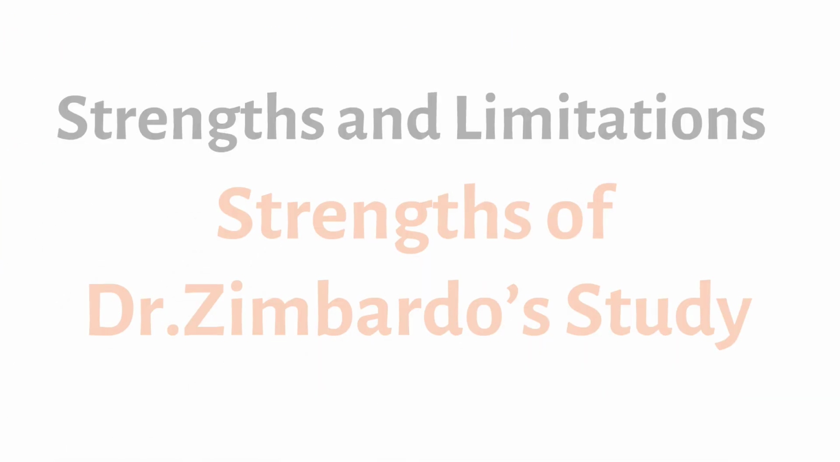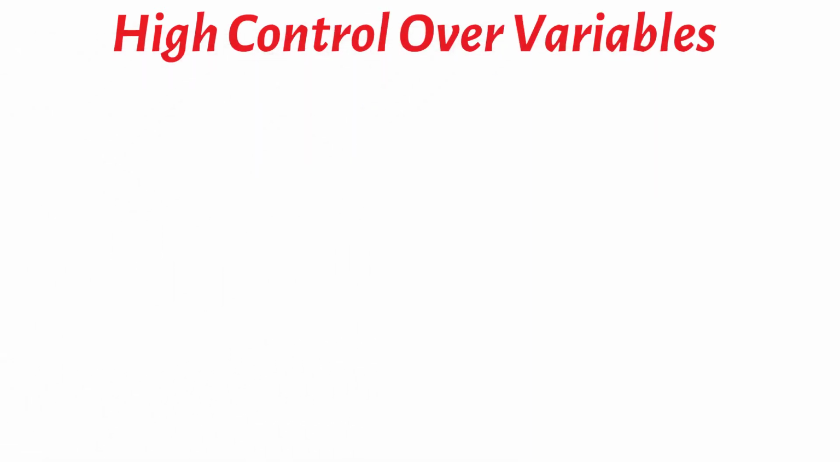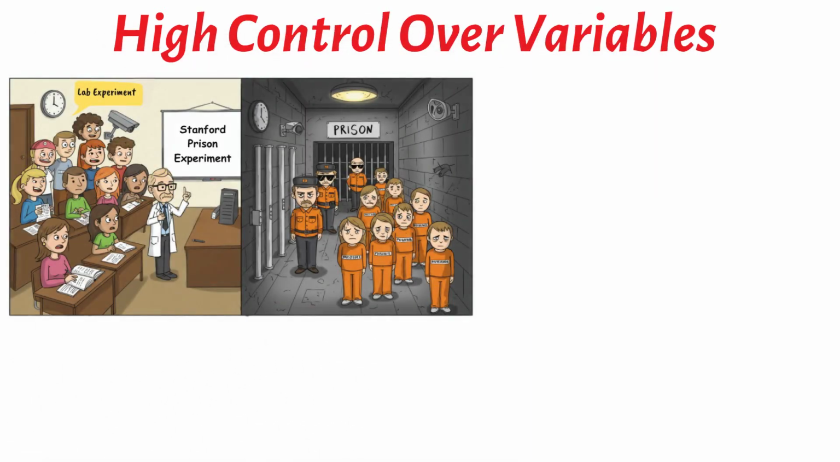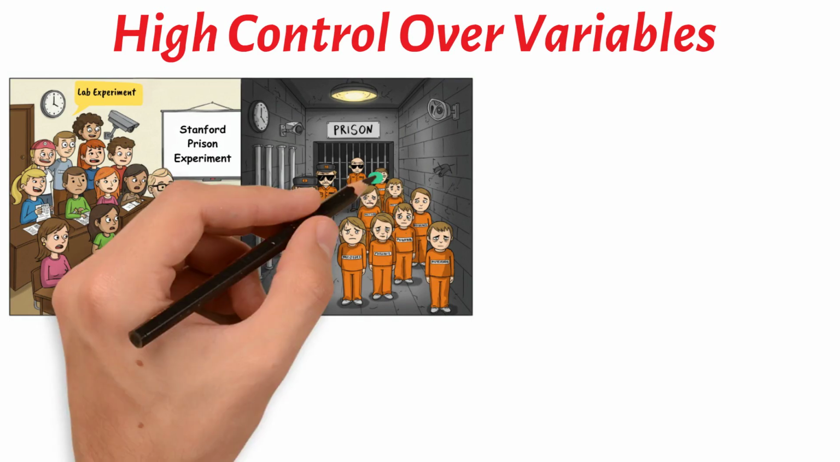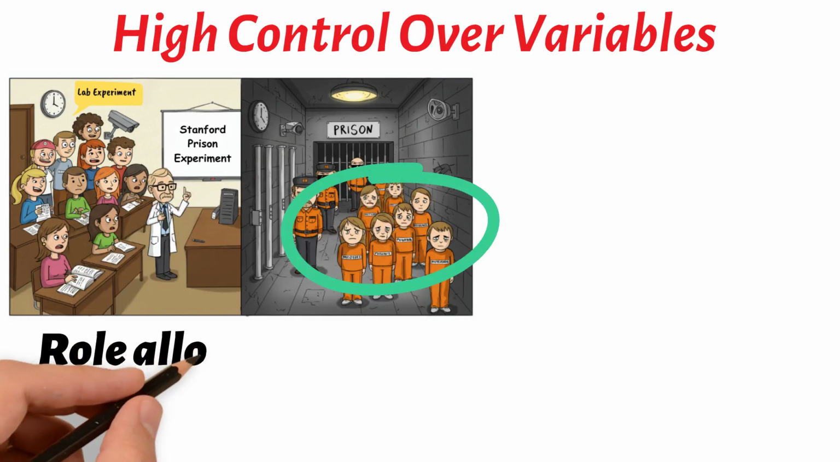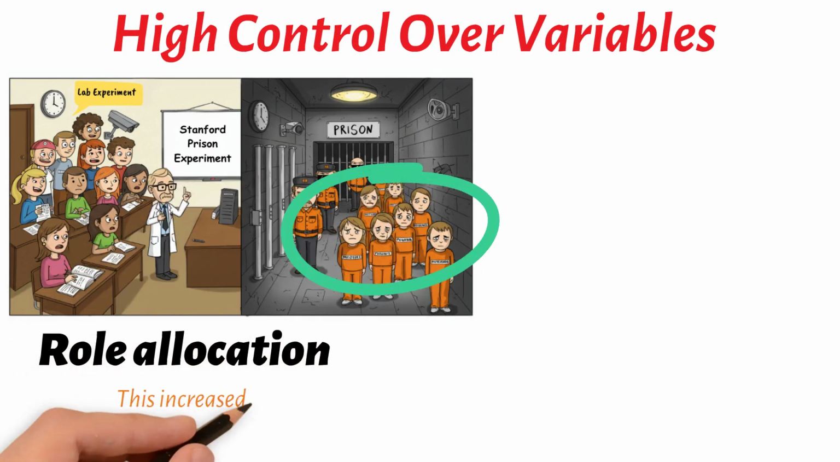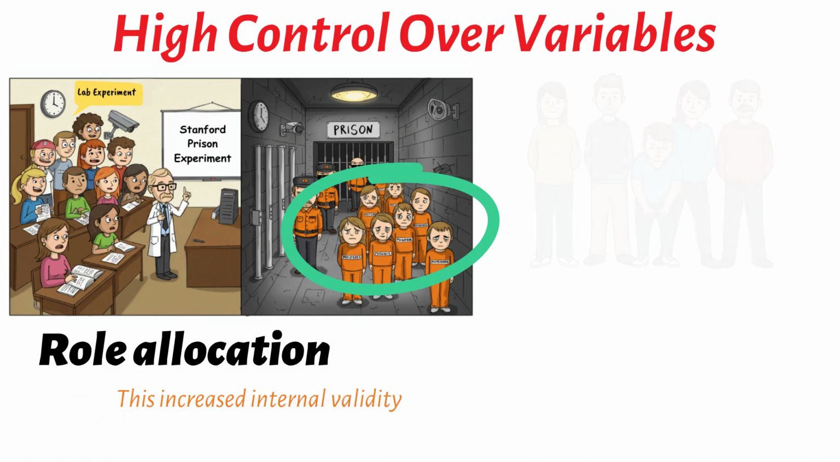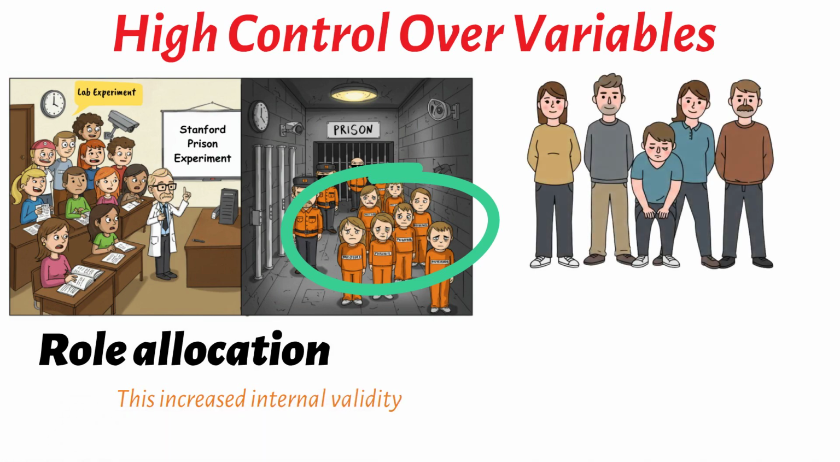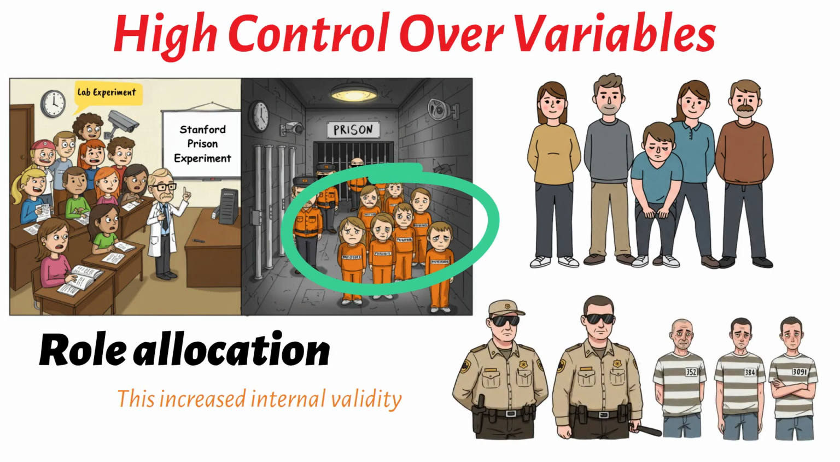Strengths and limitations. Strengths of Zimbardo's study. High control over variables. The study was a lab experiment, meaning Zimbardo had control over variables, such as participant selection and role allocation. This increased internal validity, as changes in behavior can more confidently be attributed to the social roles rather than individual differences. Realism of the situation.